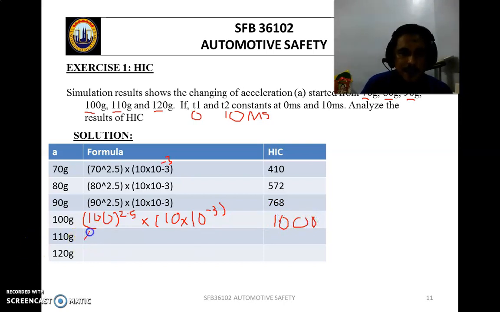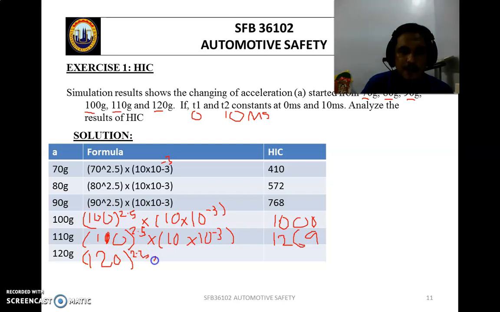For 110 to the power of 2.5 times 10 to the power of negative 3, the result is 1269. And for 120, sorry, that was 110. 120 to the power of 2.5 times 10 to the power of negative 3, the result is 1577.